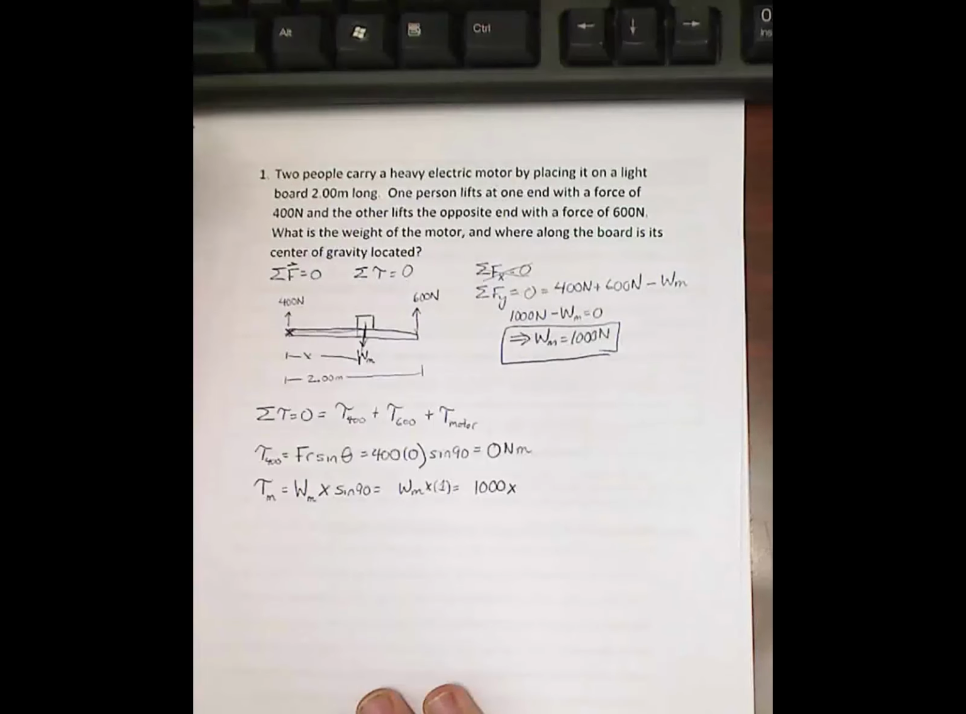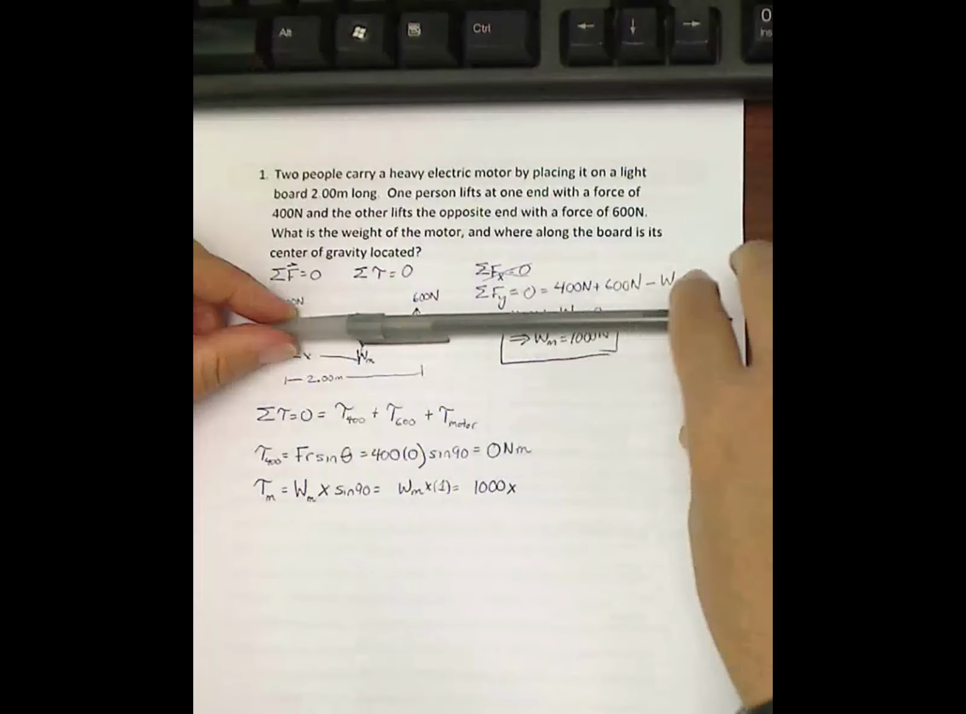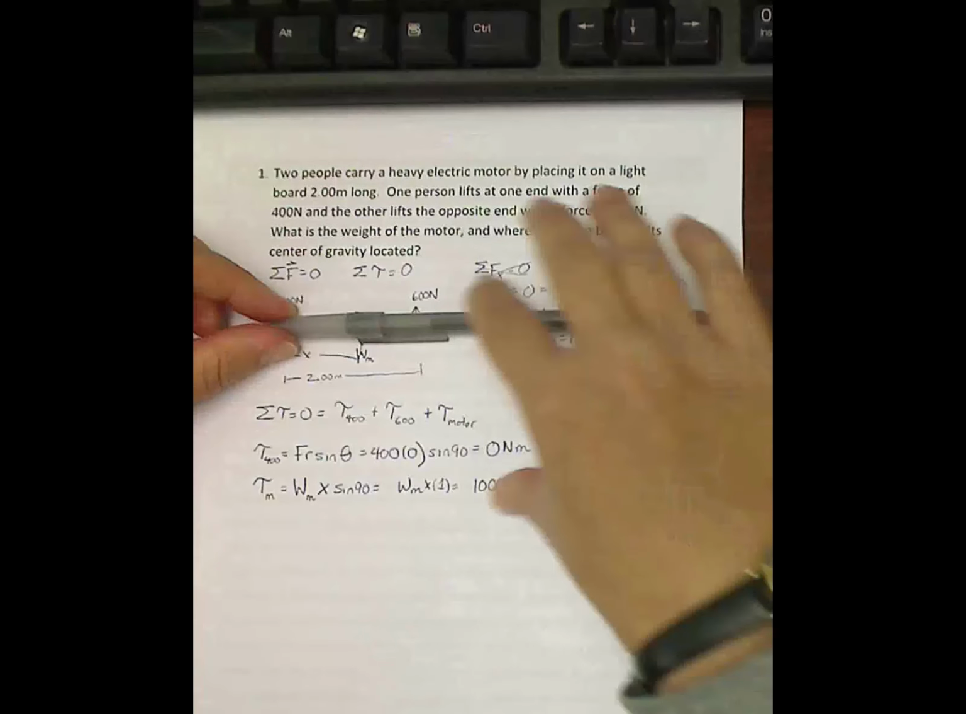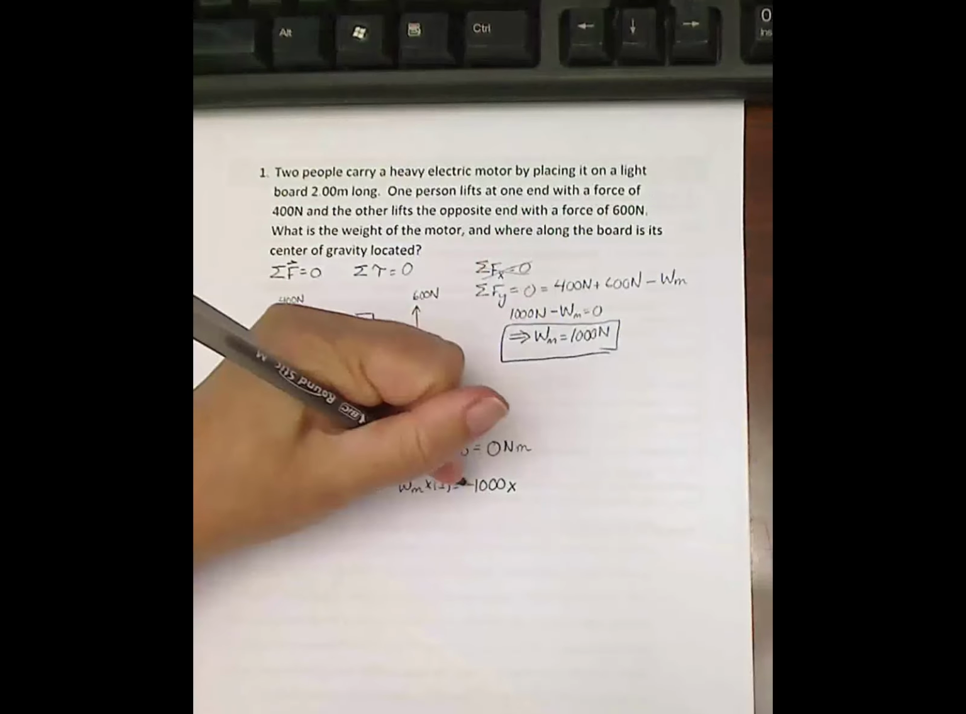Now I need to always think about the sign of the torque. So is it rotating clockwise or counterclockwise? If I put my axis here at the cap end of the pen and I pull down over here, my pen is going to tend to rotate clockwise. So that motor is going to give us a negative torque.